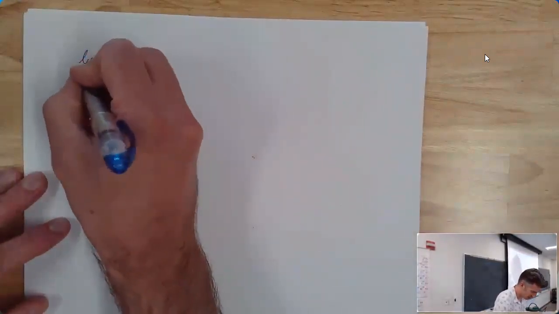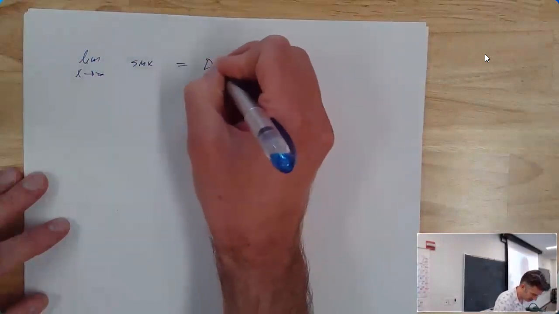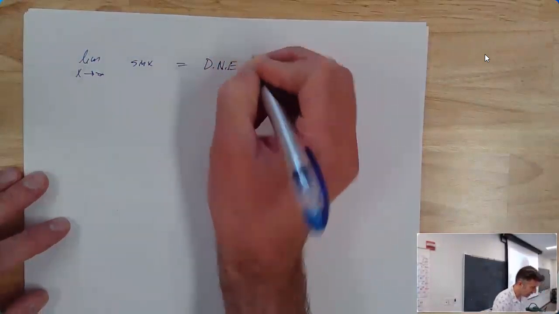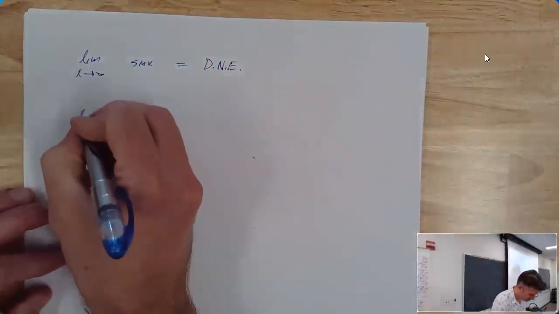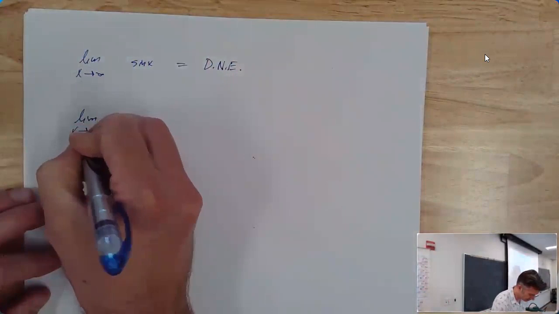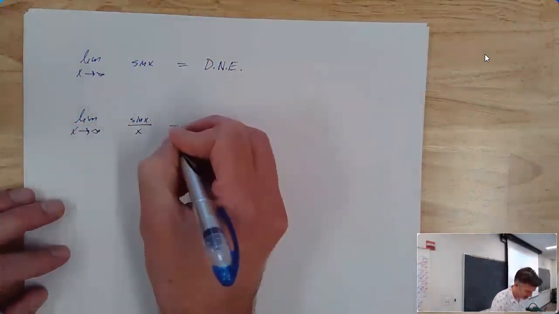Oh, okay, so that makes it feel better then. So the limit as x goes to infinity of sine x definitely does not exist, because sine x doesn't get close to one particular value. On the other hand, the limit as x goes to infinity of sine x divided by x is 0.